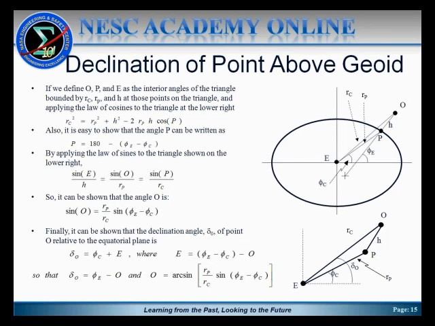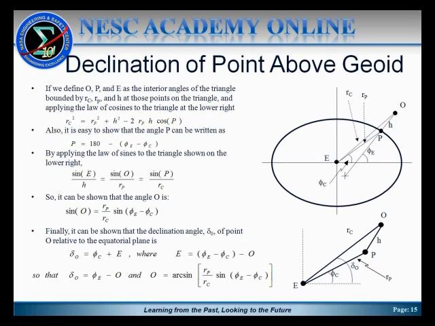And then if we apply the law of cosines to the triangle that's shown in the lower right figure, it's pretty clear to see, if you remember your mathematics, that RC squared equals RP squared plus H squared minus 2 times RP times H times cosine P. Also, it's pretty easy to show that the angle P, as shown in that diagram, can be computed from 180 degrees minus phi E minus phi C, where again phi E is the geodetic latitude and phi C is the geocentric latitude.